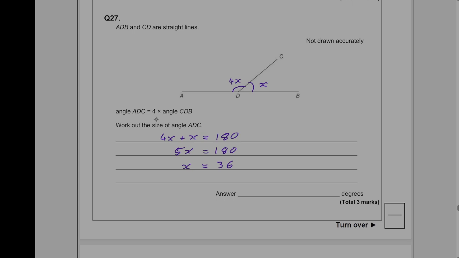That's not quite the angle that I was asked to work out though. I was asked to work out 4x. So 4x is going to be equal to 36, 72, 144.